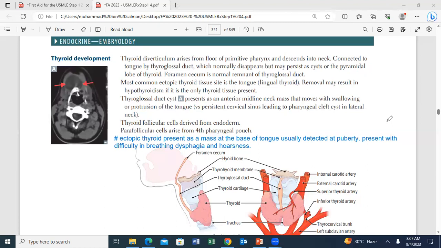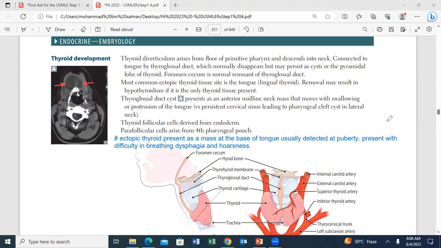The first abnormality to be discussed is ectopic thyroid tissue. This is the most common abnormality. What happens is that some portion of thyroid is still left at this area, at the tongue, or you can say the primitive pharynx. There can be a normal thyroid along with this ectopic thyroid, or this ectopic thyroid can be alone without a normal thyroid.